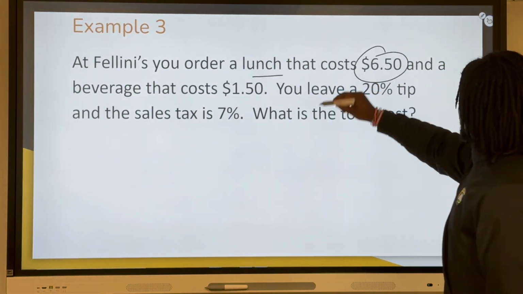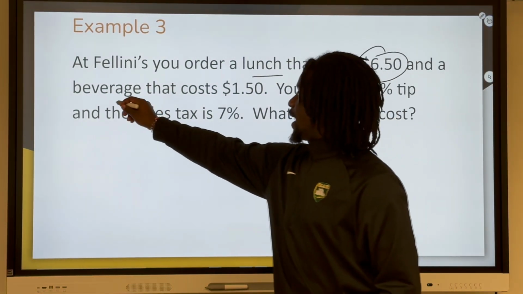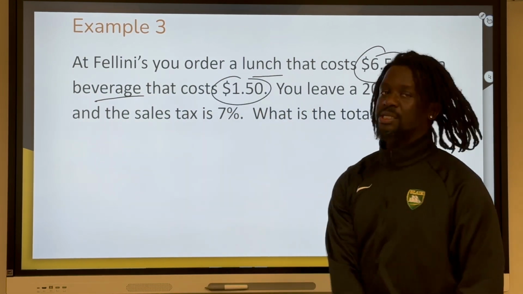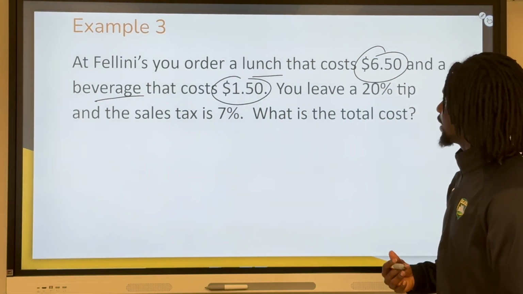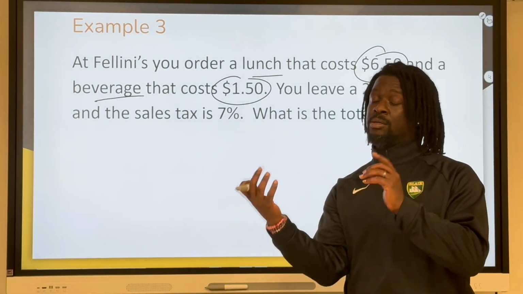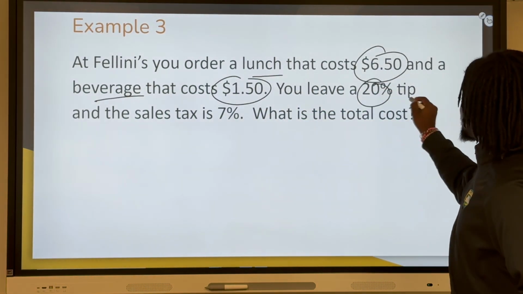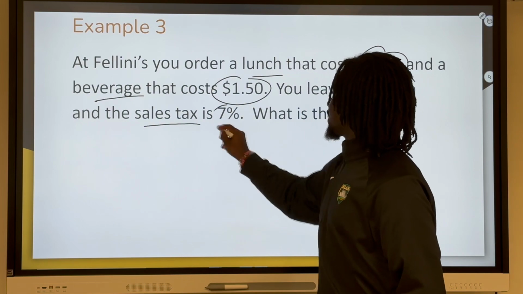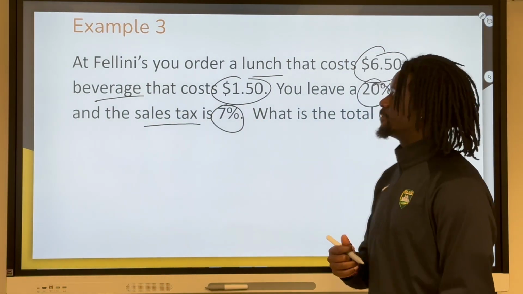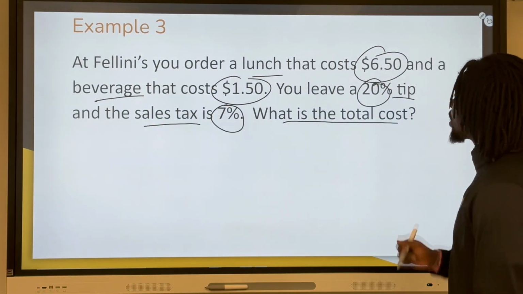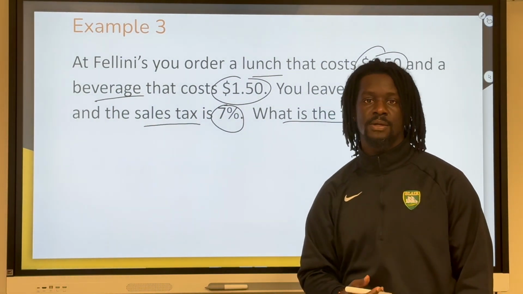At Fellini's, you order a lunch that costs $6.50. So the lunch is $6.50, and then the beverage is $1.50. So now let's finish reading the question. You leave a 20% tip, and the sales tax is 7%. What is the total cost?